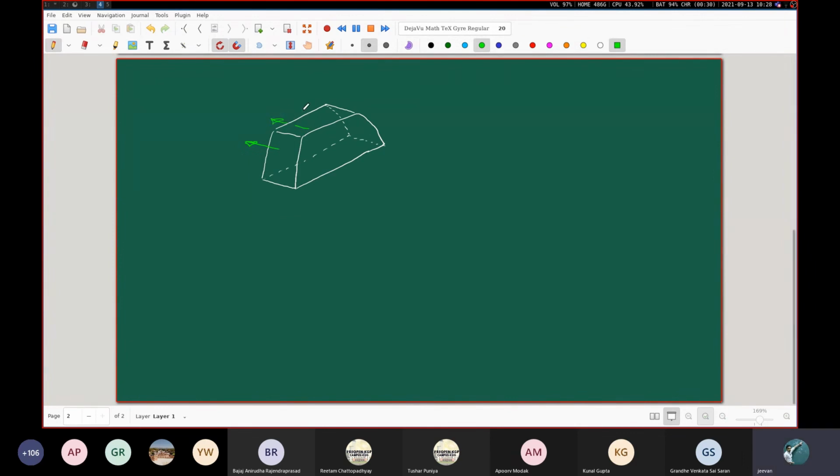Something like that. So this is sigma xx. Now, on this front surface, I'm going to experience sigma xx, but with a slight increment.